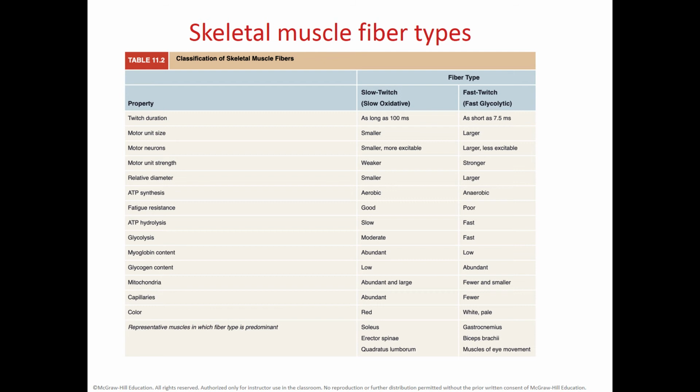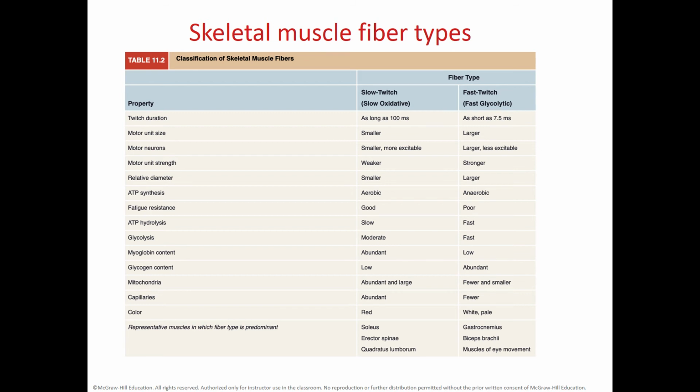And myoglobin in slow twitch is high, so the fibers look more reddish than in fast twitch. And the glycogen content in slow twitch is low, while it's abundant in fast twitch. And mitochondria again is very abundant in slow twitch versus fast twitch. Capillaries provide a lot of blood supply to the slow twitch versus the fast twitch.